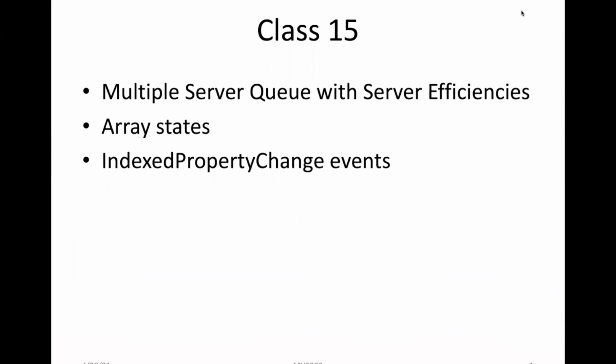Okay, so today I'm going to continue. We're going to continue torturing this multiple server queue, and the first model I'm going to look at is the idea of different server efficiencies, and then time permitting, I'm going to talk a little bit about array states and index property change events. Again, they've been touched on, but I'm going to go into them a little bit more deeply.